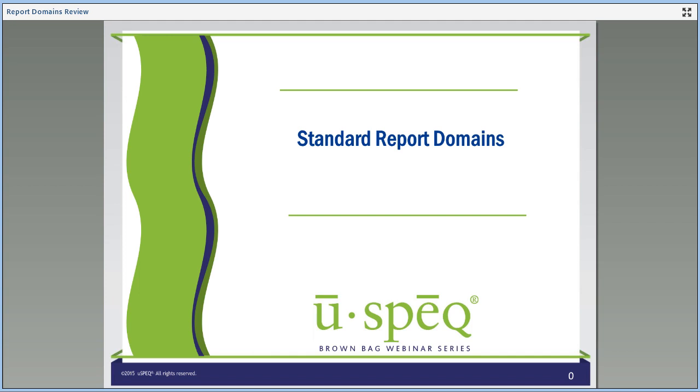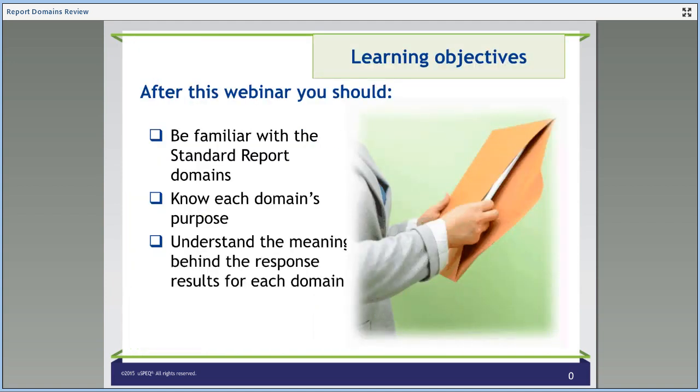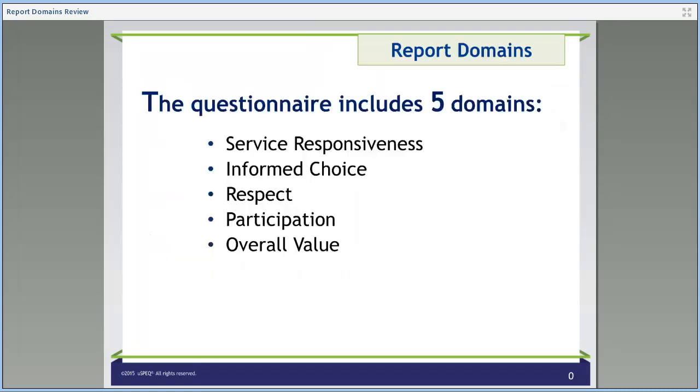Today's topic is standard report domains, and I will be talking about how to understand, in broad terms, what each domain represents in the standard consumer experience survey report. The learning objectives for this presentation are to be familiar with the standard report domains, know each domain's purpose, and to understand the meaning behind the response results for each domain.